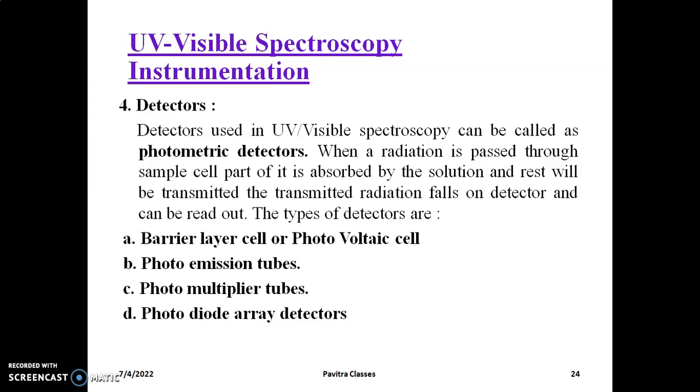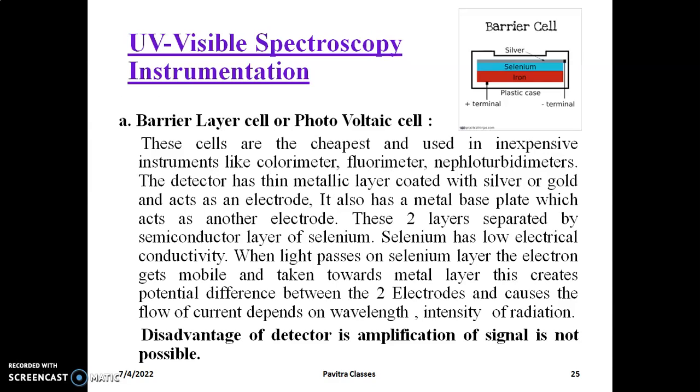Four types of detectors are there. One is the barrier cell detector, or barrier layer photovoltaic cell. Second is the photoemission tube detector, then the photomultiplier tube detector, and the photodiode array detector. First one is the barrier layer cell. This is the simplest, cheapest, inexpensive detector. Usually it is used in inexpensive instruments like the colorimeter, fluorimeter and nephelometer. This is the picture of the barrier cell.